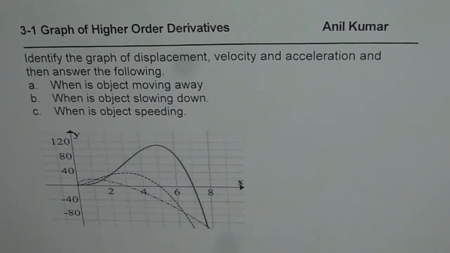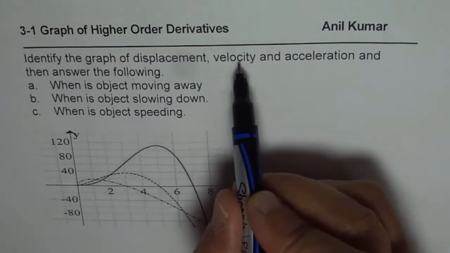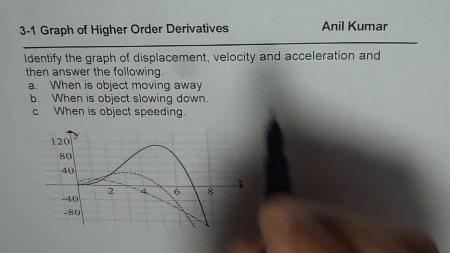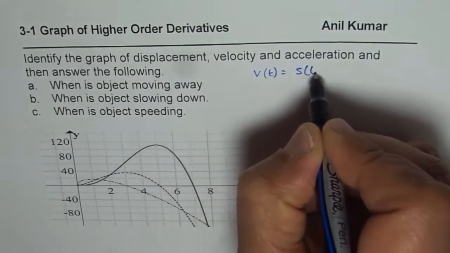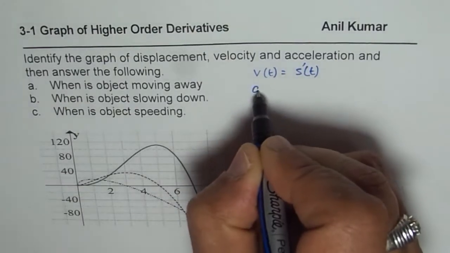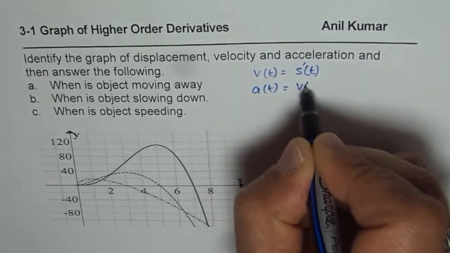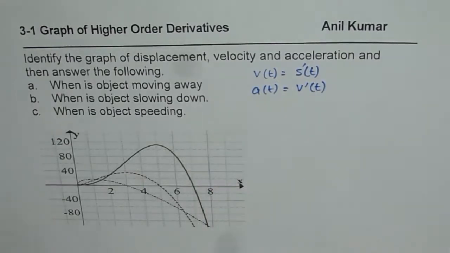Now these graphs, on purpose, are not of polynomials, and so answering this question is not as easy as it was in earlier questions. How do we find whether a graph represents displacement, velocity, or acceleration? This is a big question. What we know here is that velocity is the derivative of displacement, and acceleration is the derivative of velocity. So that is how they are related.